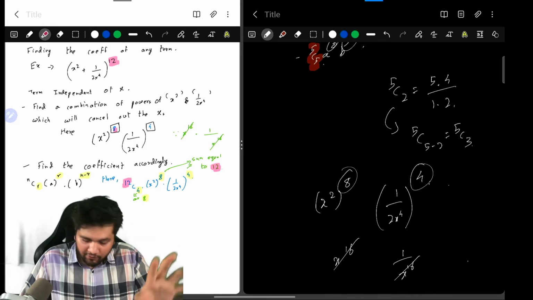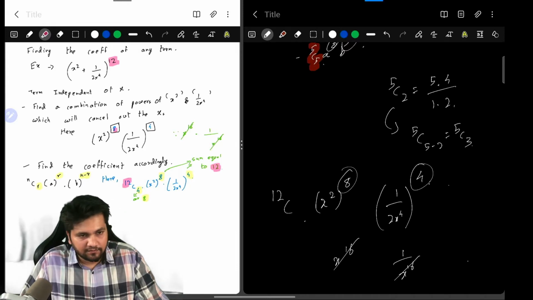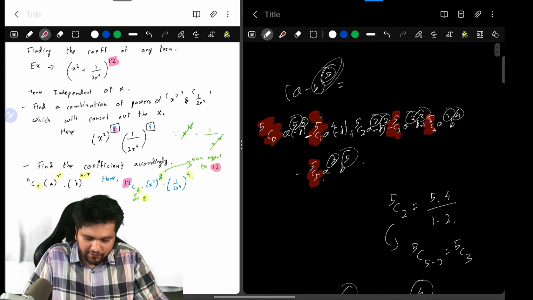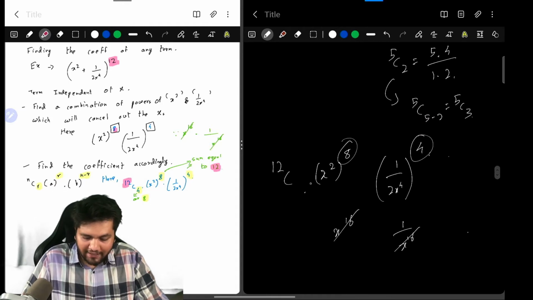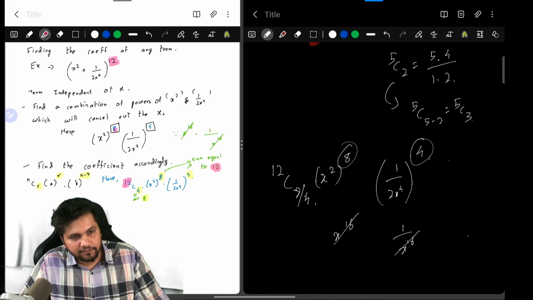Okay. Now we just want this coefficient. We just need to find where it is nc something. So of course it has to be 12c something, right? Because as you can see here, it was 5c0, 5c1, 5c2. So you can take either 8 or 4, doesn't matter, both are same. Both are always going to be same.